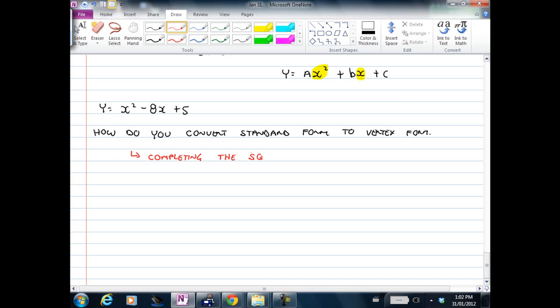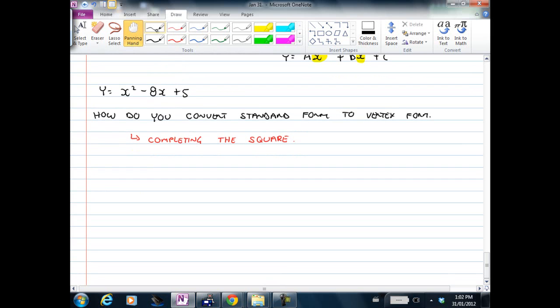How many of you did this before, completing the square? One? One person, two? Alright. Completing the square. Here's how completing the square works. I'm going to write down a lot of steps for you. I'm going to show you first, just to give you an idea of how this is done, and then write down the steps. Y equals, so I'm going to write down my original: x squared minus 8x plus 5.